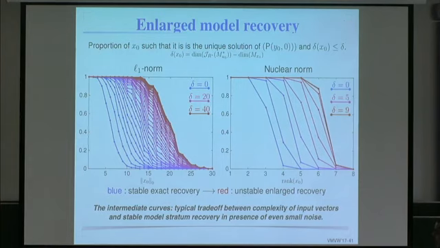So the conclusion of this is that this phase transition phenomenon reveals a typical trade-off between the complexity of the input vector and also the stability of the stratum that you want to recover in presence of noise, even small. Okay, so you have to have some kind of a trade-off between the two.